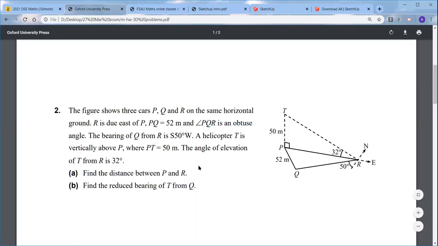Do you have any further things you want to clarify about question 2?